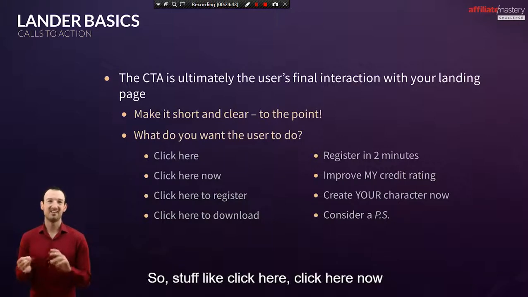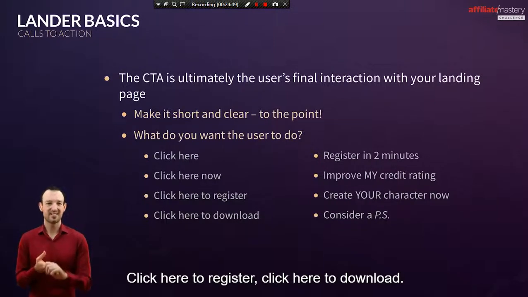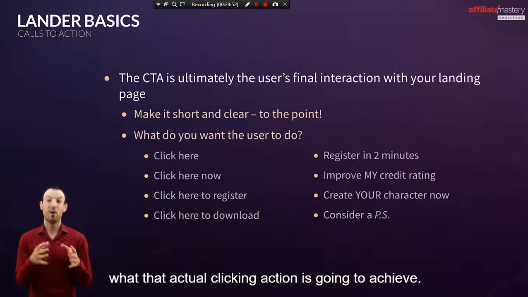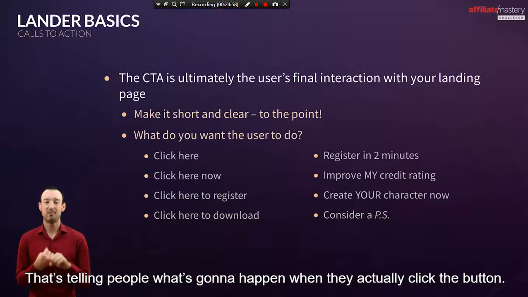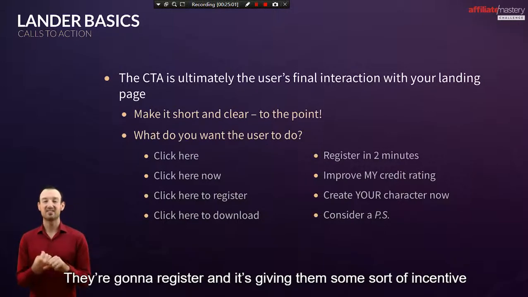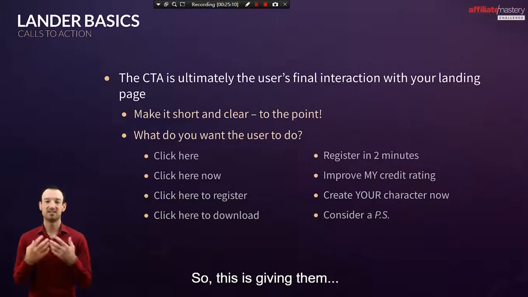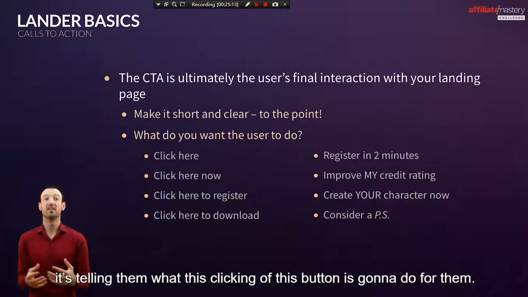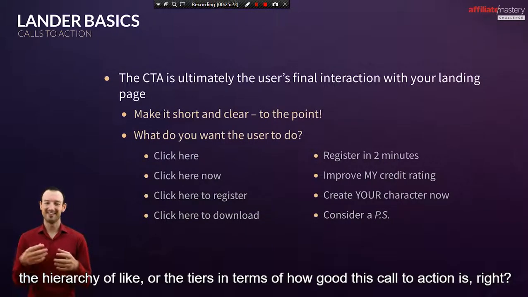So stuff like "click here now", they tell the user to do something, right? "Click here to register", "click here to download". That's telling people what that actual clicking action is going to achieve. "Register in 2 minutes", that's telling people what's going to happen when they actually click the button. They're going to register, and it's giving them some sort of incentive in the sense that it's going to be very quick and easy for them to do. "Improve my credit rating". So this is telling them what clicking this button is going to do for them. So you're kind of moving further down the hierarchy, or the tiers, in terms of how good this call to action is, right?